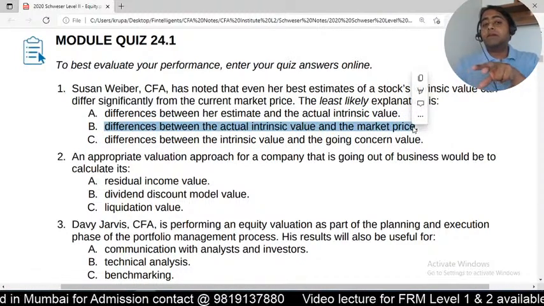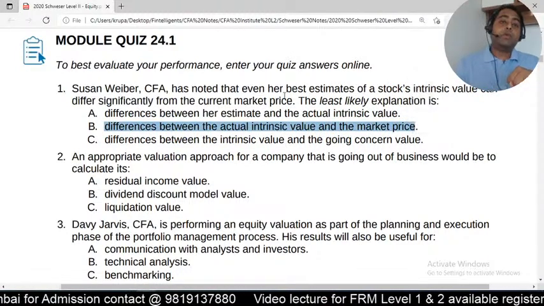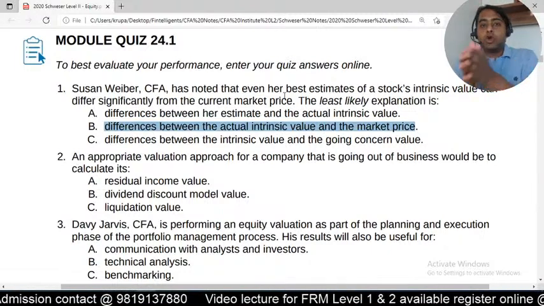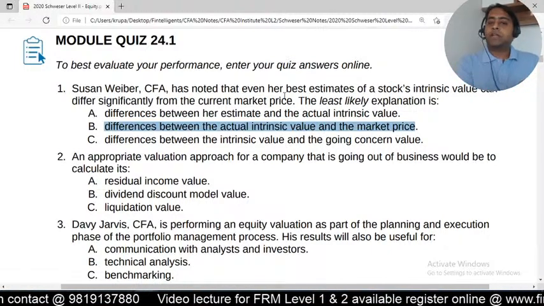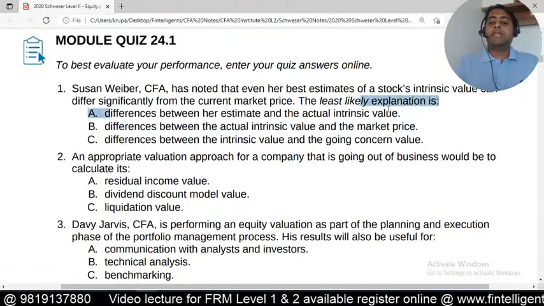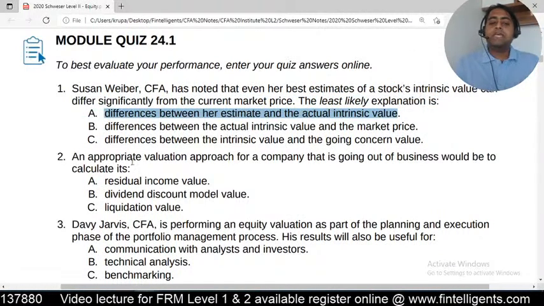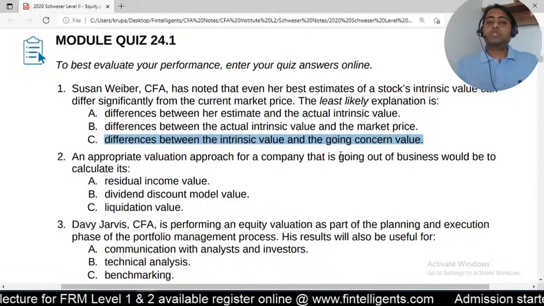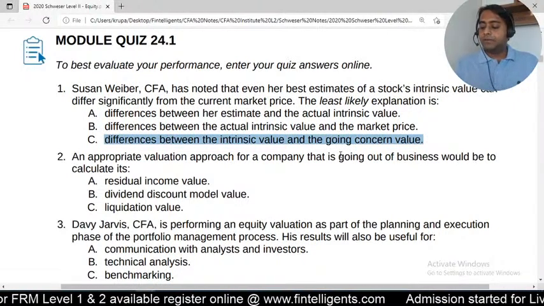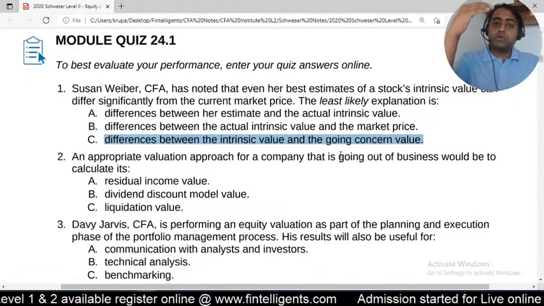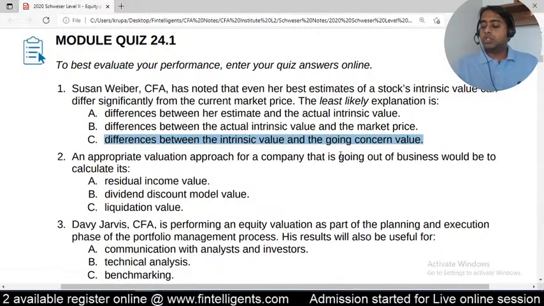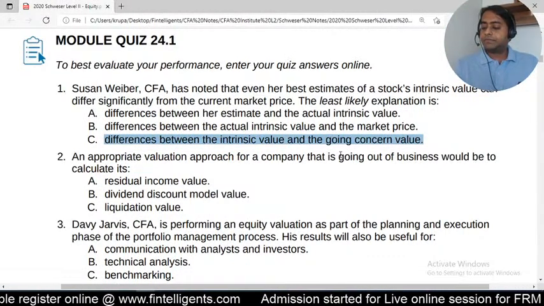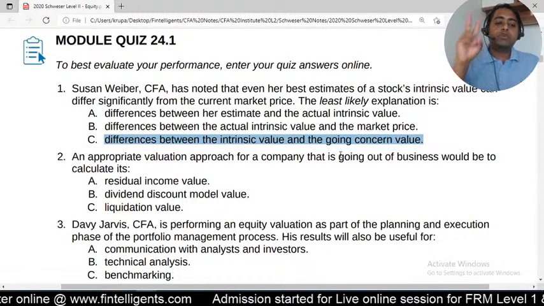What was the second method? Which was your valuation error. So that is your estimated intrinsic value versus the actual intrinsic value, right? That is being referred to over here in A. So your answer has to be C because we have not seen anything related to going concern. So the answer for the first question is C. Fairly simple. I would request you guys to start posting the answers also on the chat. Let us go to the second part.